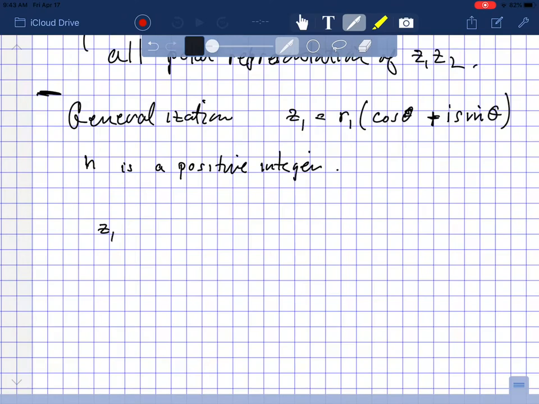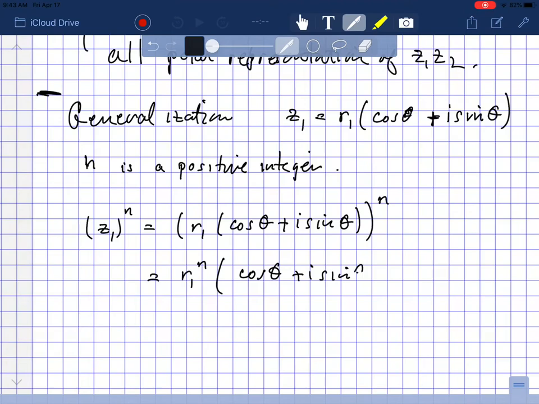Then I'm going to look at z sub 1 to the n power. So this is equal to r sub 1 times the cosine of theta plus i times the sine of theta, raised to the n power. And this in turn is equal to r sub 1 to the n power times the cosine of theta plus i times the sine of theta to the n power.